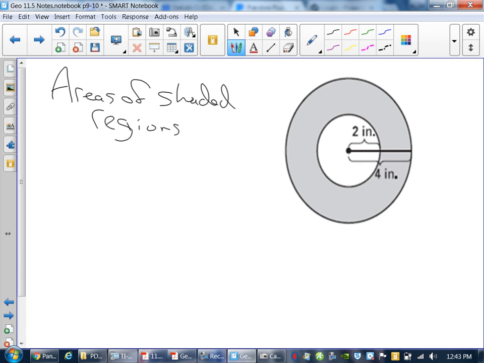I want to look at areas of shaded regions today. And we've done a little bit of this before. We've worked with shaded regions when we had a triangle inside of a square or a trapezoid with a kite or things like that. Today we're just going to have them with circles and things. It starts out pretty quick and basic, and then we slowly throw the curveball at you.